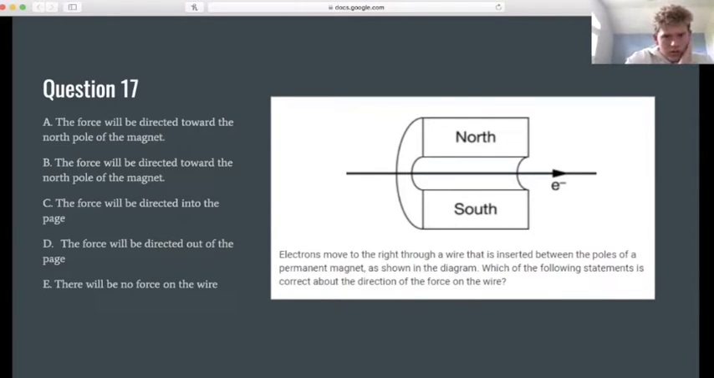So we'll start with this question where electrons are moving through a wire between the poles of a magnet going from north to south. So we know that the electric field is going from top to bottom. But the thing that was missed with this question was people using the right-hand rule instead of the left-hand rule. If you use the right-hand rule, the force will be going into the page, and the left-hand rule will be coming out of the page, which is the right answer.